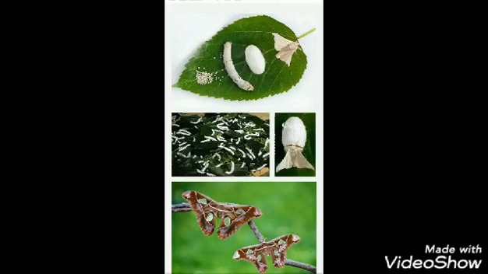Children, the next useful insect is the silk moth. Children, would you tell me the name of the insect that gives us silk? Yes, silk moth. We get silk from the silk moth. It means the silk moth gives us silk. And what does it feed on? It feeds on mulberry leaves. It means the silk moth grows on mulberry leaves.